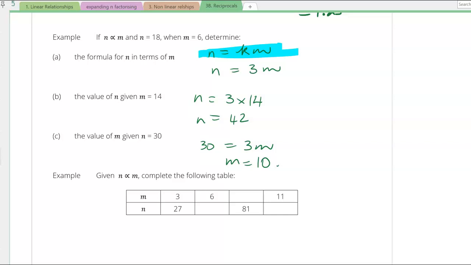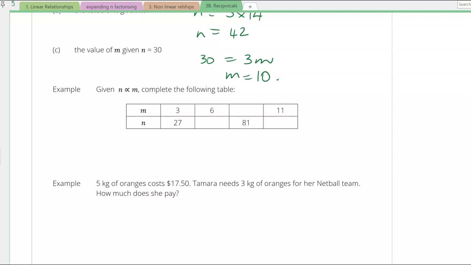So if M is 14, what's N? And if N is 30, what's M? Well, from here, you can see N is 3 times M. So even logically, you can tell me what those figures might be, because N is 3 times whatever M is. What about this one? Because we know these variables are in direct proportion, what can you tell me about them? N equals K times M.